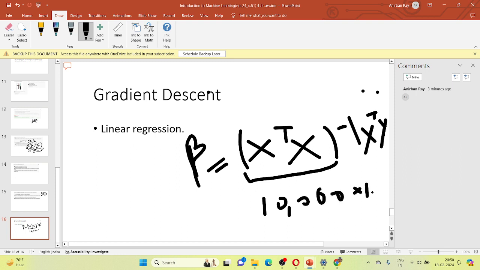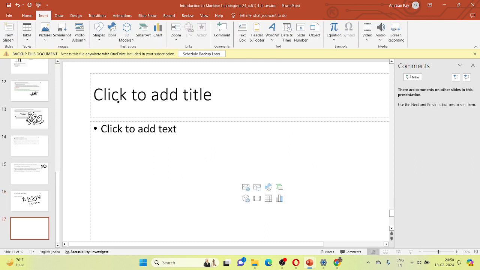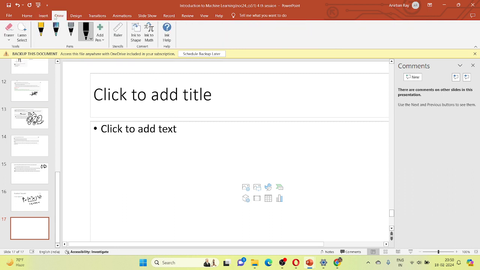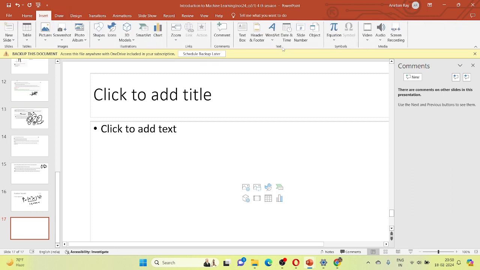It's very difficult to compute actually. Yes, so the inverse will become very expensive. It will be time taking. You will not have the computational resource for that. Okay, and so that is the idea, that is the pretext for coming to gradient descent.